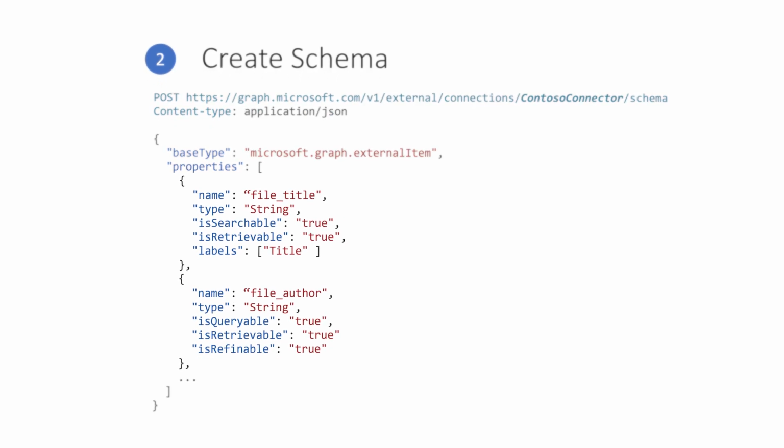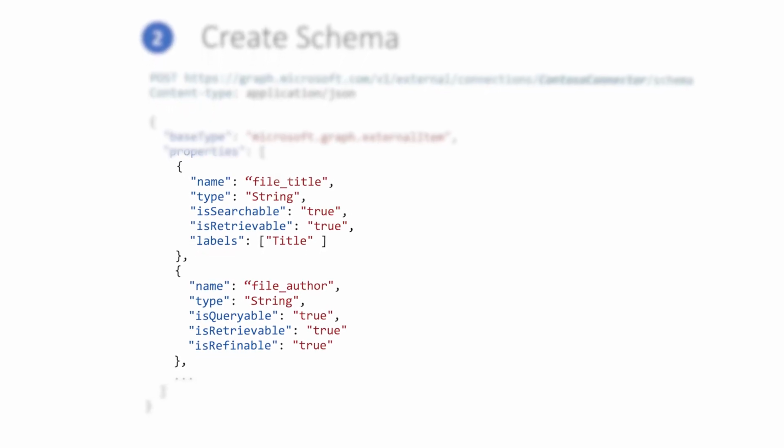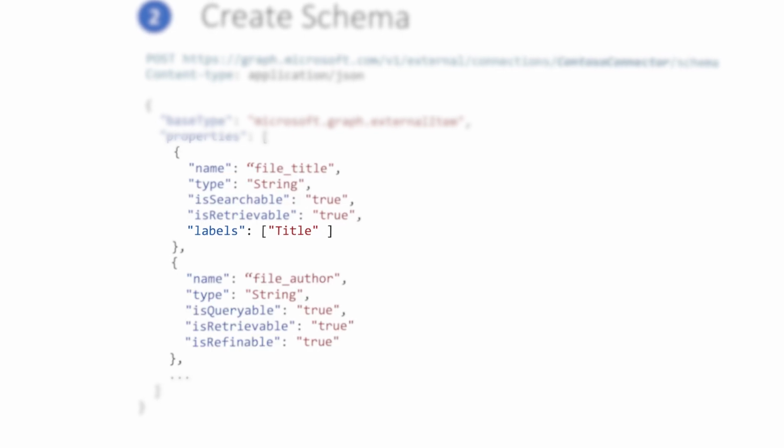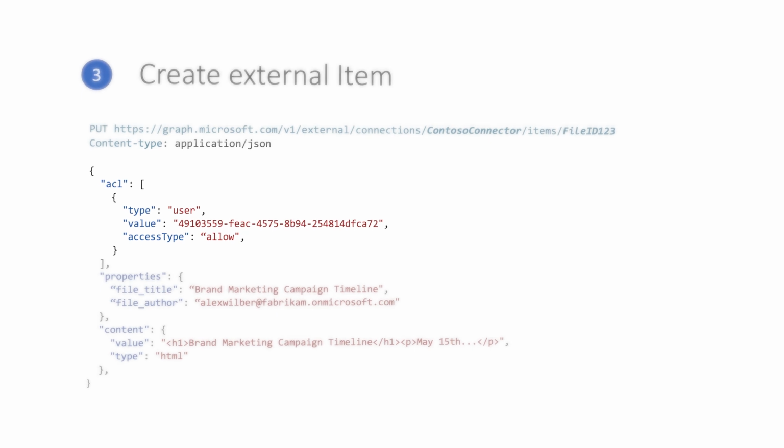Next, create and register your schema. A schema is a list of item properties. To improve search results and item display, map properties to a semantic label, like a title or a URL, wherever possible. Finally, you'll need to index the items.